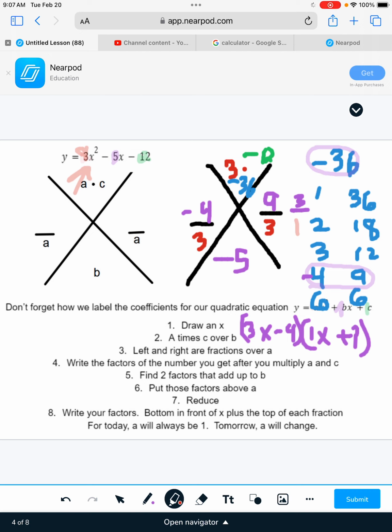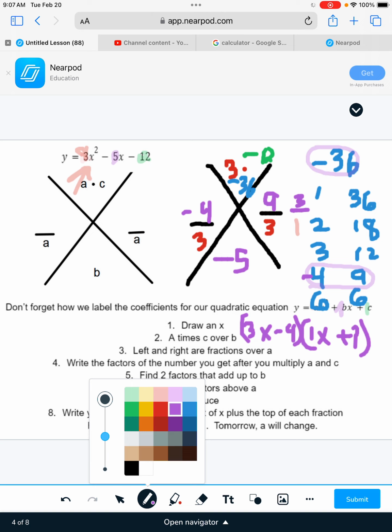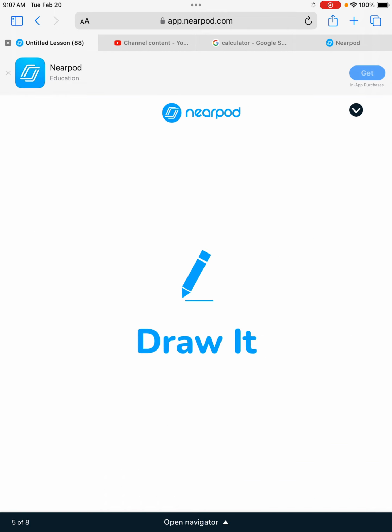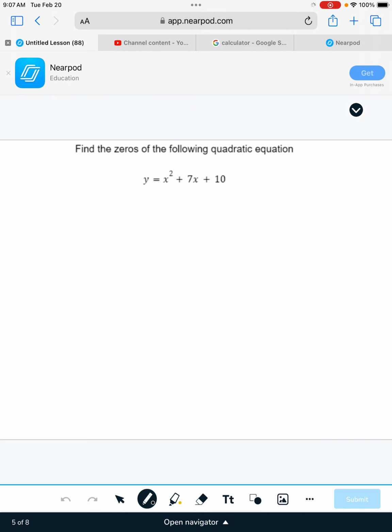From there, it asks us what our zeros are. We do the same thing as before. We set our x plus 3 equal to 0 and our 3x minus 4 equal to 0, and we solve for our zeros from there. So let's go ahead and practice on this one.